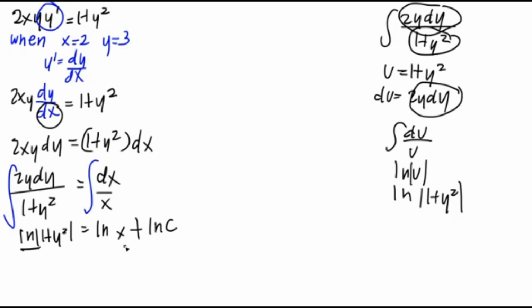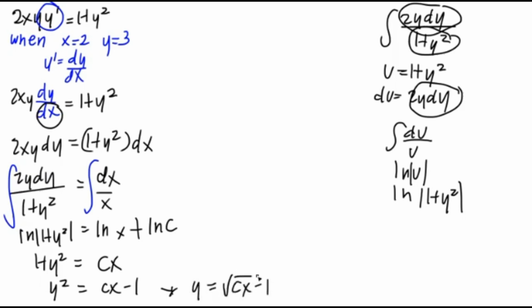Since lahat ln, pwede na yan maging 1 plus y squared is equal to x times c or cx. Next is solve natin siya in terms of y. So y squared is equal to cx minus 1. Magiging y is equal to square root of cx minus 1. So yan yung general equation natin. Pero may condition tayo na when x is equal to 2 and y is equal to 3.